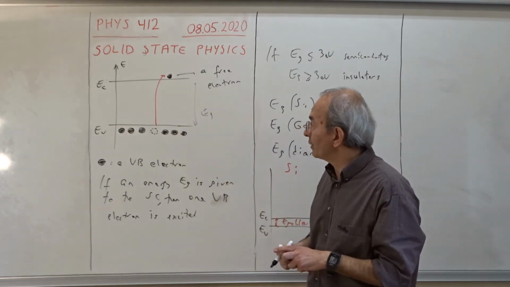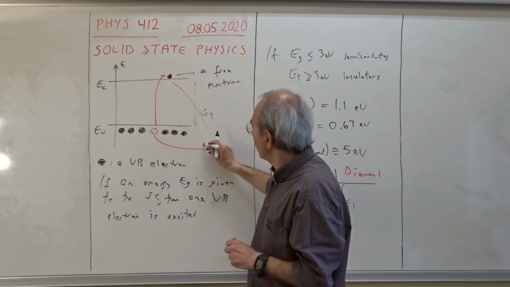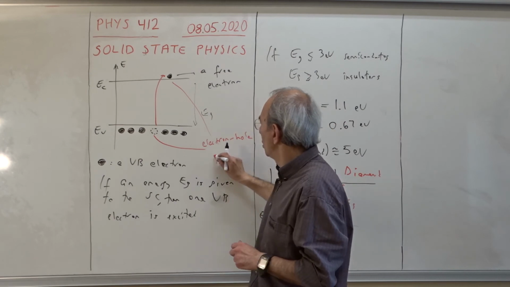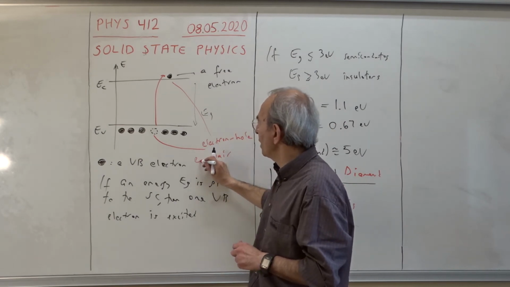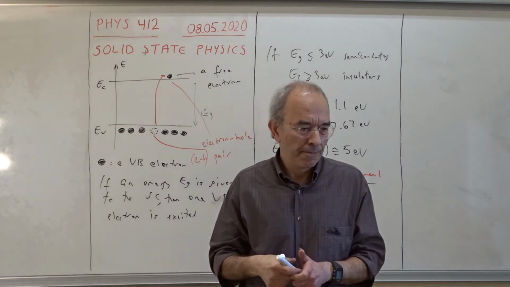And here we have an electron-hole pair. So if you consider these, this is an electron-hole pair. In short, it is sometimes written as EH. What is a hole, by the way? Hole.